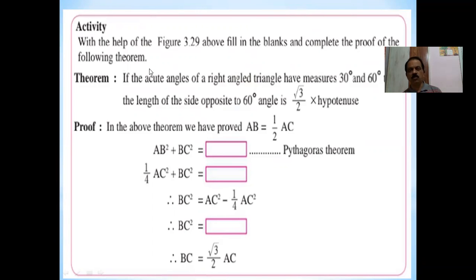Using the previous figure, we will now prove the second theorem. See, if the acute angles of a right angle triangle have measures 30 degrees and 60 degrees, then the length of the side opposite to the 60 degree angle is √3/2 into the hypotenuse.